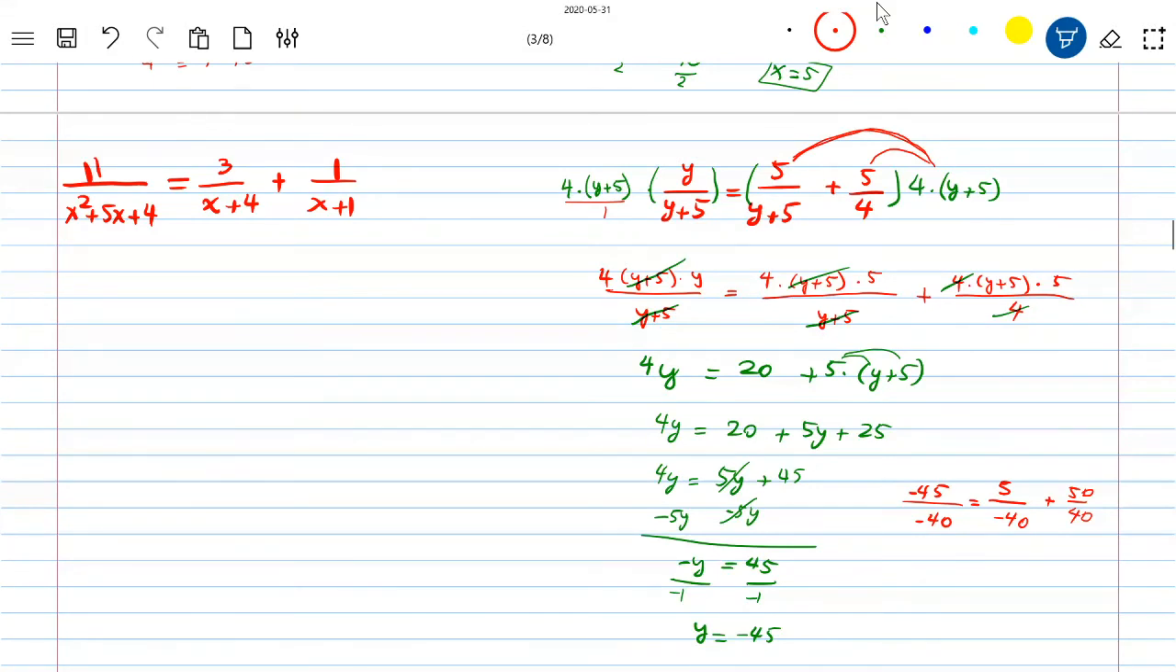Okay, negative 45 divided by 40 is the same as 45 divided by 40. You can use a calculator, but in this case it's not necessary. This one is negative 5 divided by 40. I'm just going to write the negative number in the numerator. Plus 50 divided by 40. Negative 5 and positive 50 is 45. So you have 45 over 40 is the same as negative 5 over 40 plus 50 over 40. This is a true statement. You add the numerators and you end up with 45. So it was a solution. Our solution set.